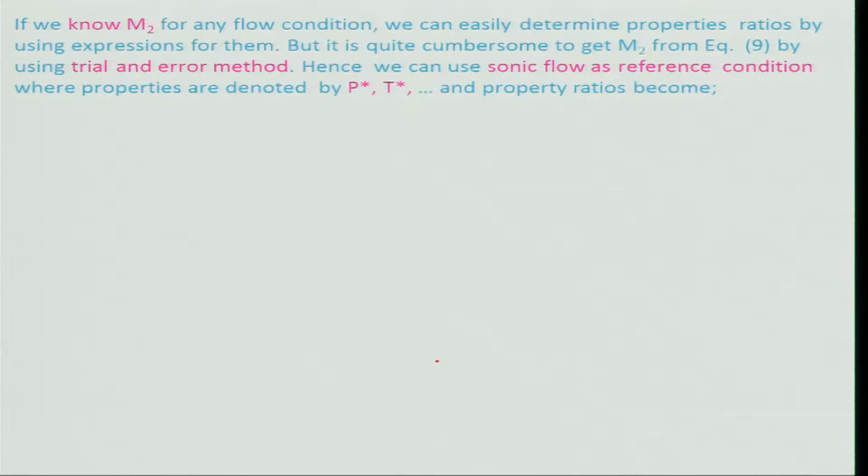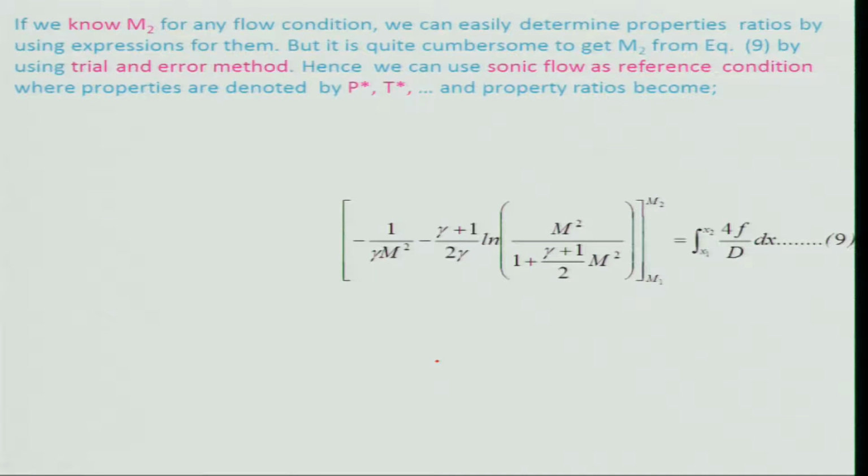Now, to find out these ratios, we need to know M2. Of course, we will be knowing M1, but to find out this M2 is quite difficult. For example, I know these values, but M1 will be known to you, and M2 is unknown, and it is very difficult to estimate what will be the M2. So, for that we will be using the sonic flow as a reference condition, where properties can be denoted by P star, T star, so that we can use this for our calculation.